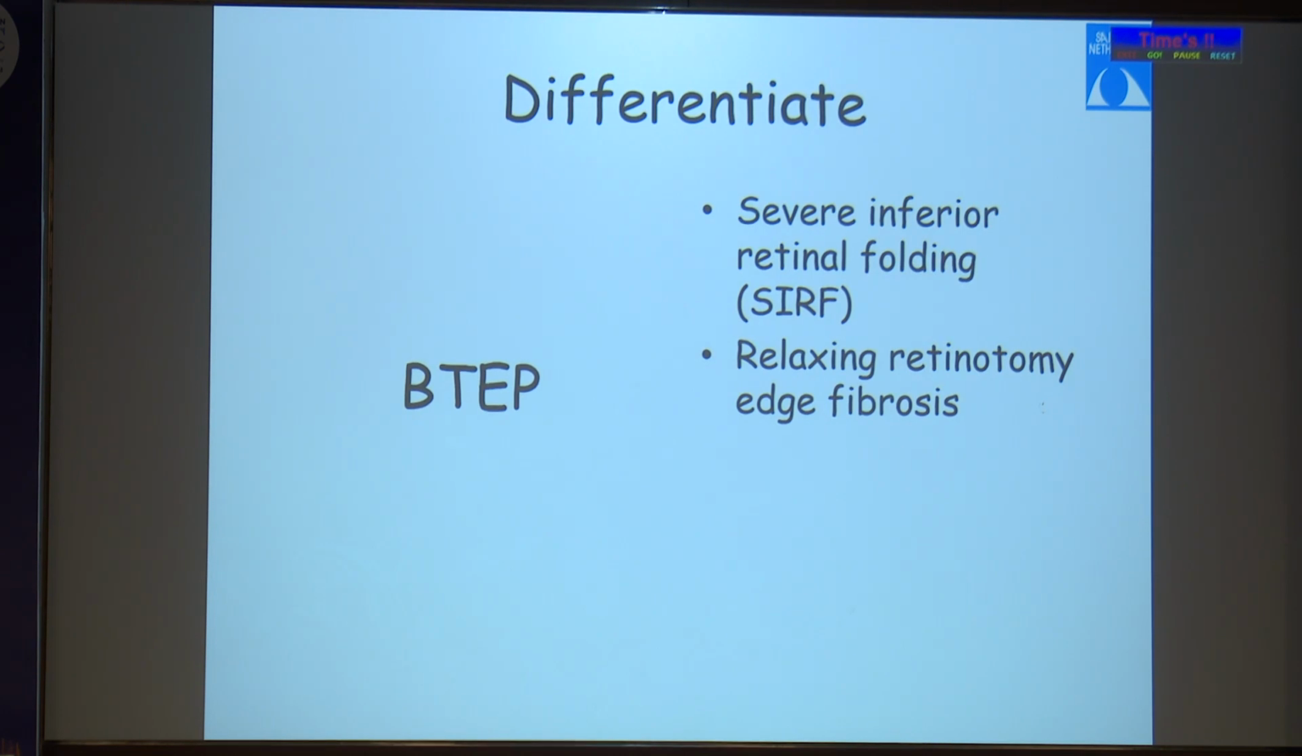Now you should also know that we should be able to differentiate the BTEP from what is called as SIRF. What is SIRF? It is nothing but the severe inferior retinal folding. So what we see in these patients are like your RR edge is going to retract and come away, your laser scars are going to be lying bare over there. So this is what happens in this, but this happens in a rhegmatogenous retinal detachment. So next thing is relaxing retinotomy edge fibrosis. This is when you have membranes which are there, epiretinal, which can cause contraction and thereby providing the fibrosis. So you will have to differentiate this from BTEP.